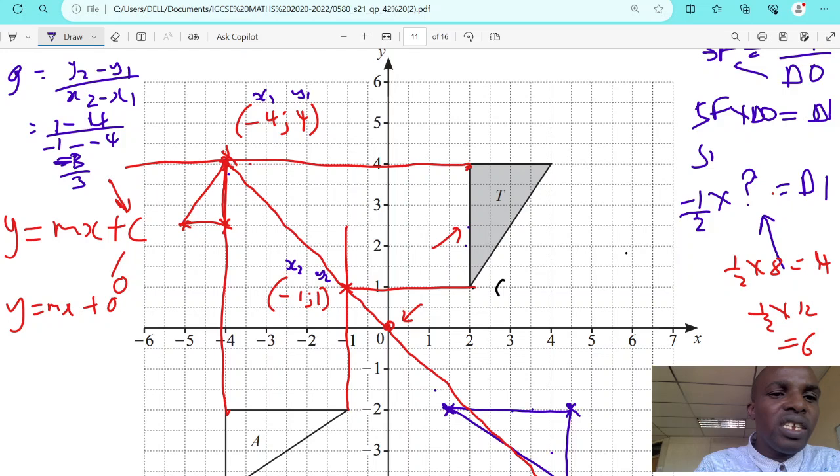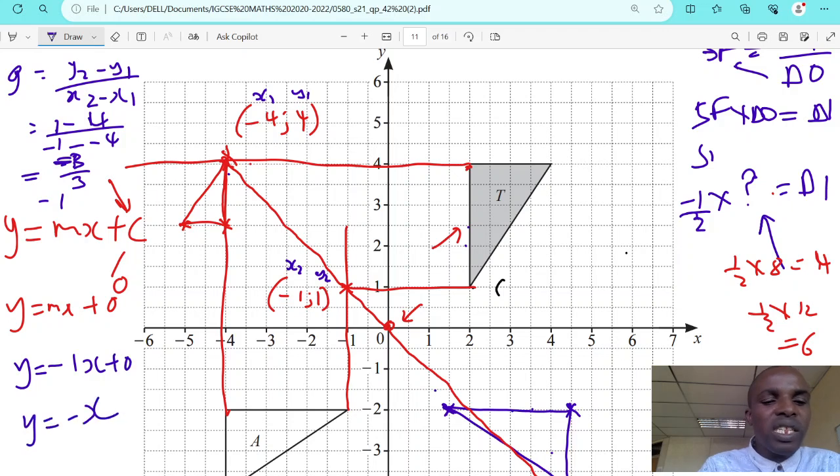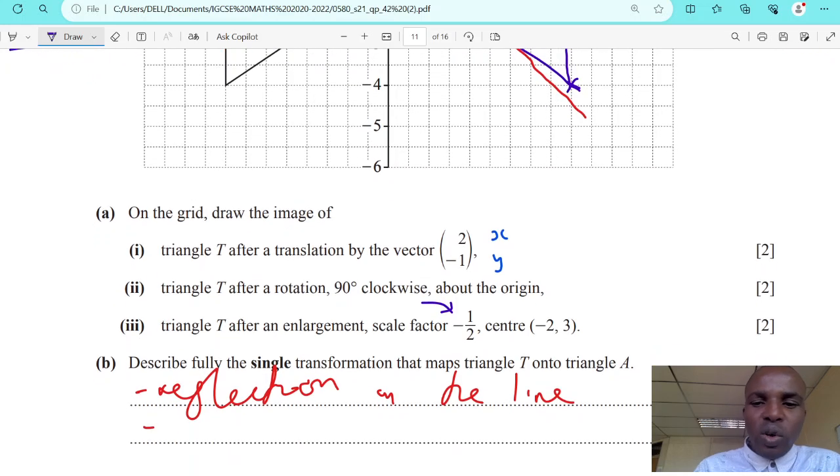Minus 3 over 3. Then it will be -1. So that will be the gradient. So y will be m is -1, x plus 0. So the same as y is equals minus x. Just like that. So the line is y is equals minus x.